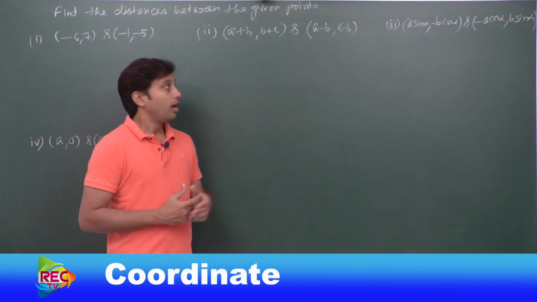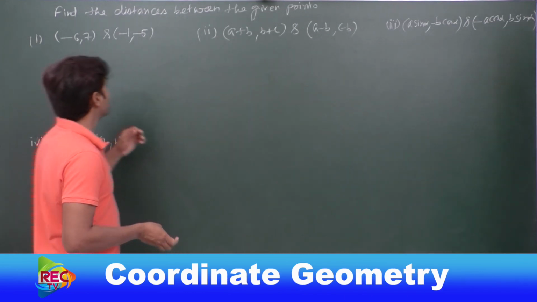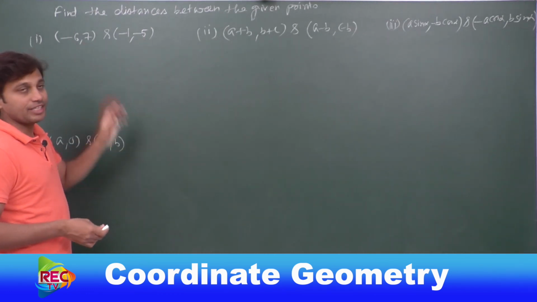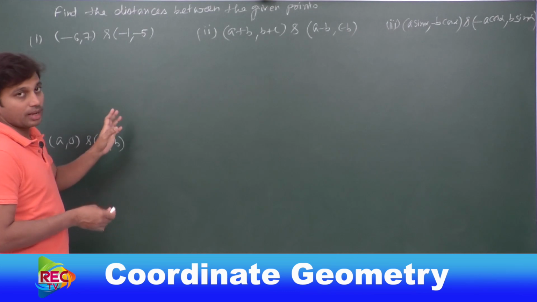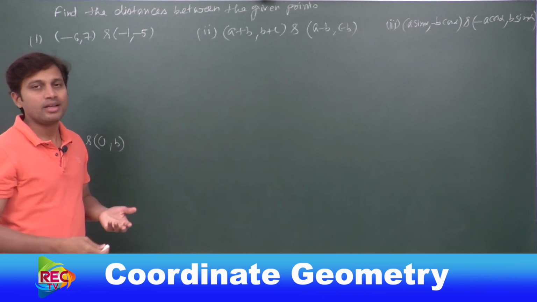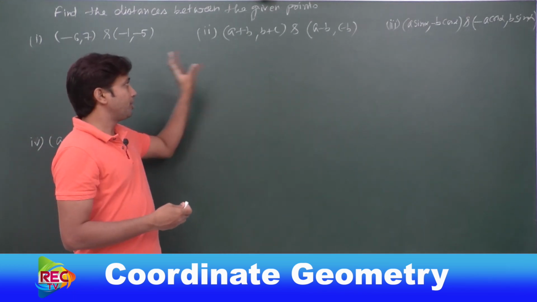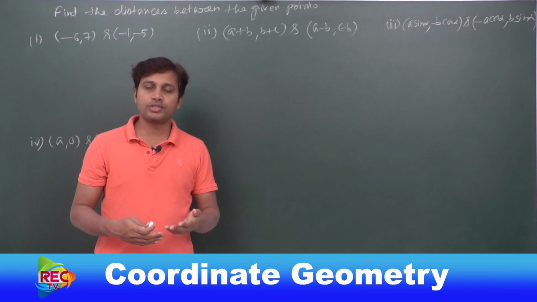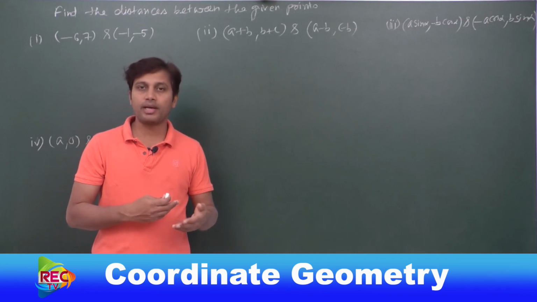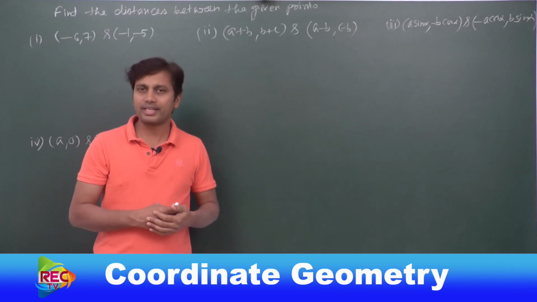So let us do some problems based on this distance formula. Just see here, we have been given (-6, 7) and (-1, -5). We need to find out the distance between these two. Here a total of 4 problems are given as basic practice of the distance formula. Understood? On doing this, you will get minimum confidence to do the problems on distance formula in coordinate geometry in 10th standard of CBSE or ICSE.